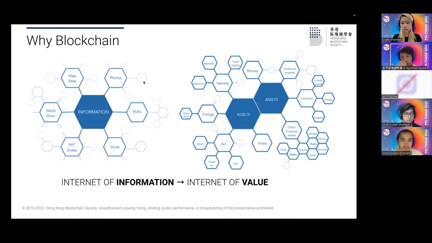The future is an internet of value. It means that you can own stuff, literally own. So that's a very big difference, and it opens up a whole big area.